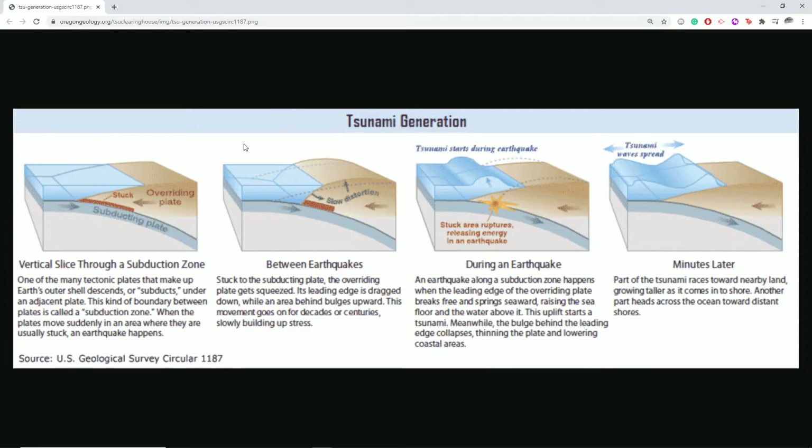So, the signs before you see the actual tsunami: if you look out into the ocean, you won't see it because it's in deeper water. It will be smaller.